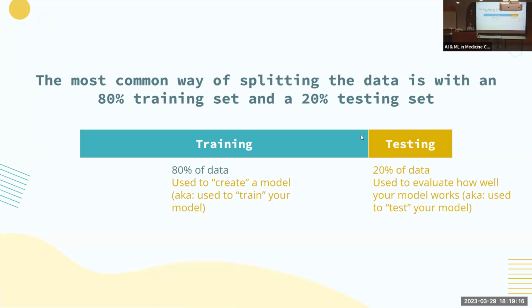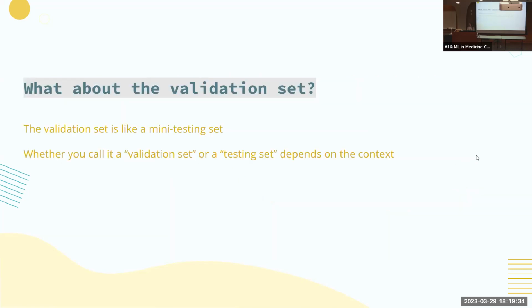The last thing I want to talk about in terms of data is how you split it. In machine learning models, you always want to test it, right? So you're creating it, training it on a data set, and then you want to split that data set so that you can actually test its performance. The most common way of testing is splitting the data 80-20, so training and testing.